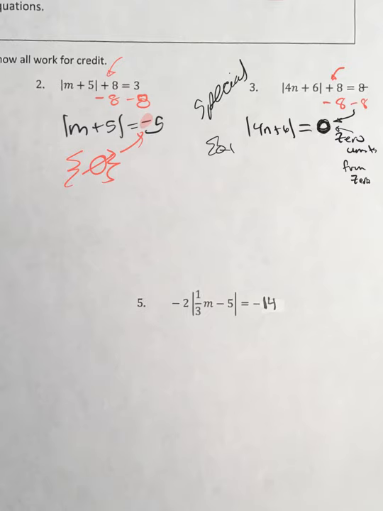If you're 0 units from 0, don't you actually have to be standing on 0? So there's only one equation. 4n plus 6 can only equal 0 because you have to be standing on 0 to be 0 units. And then you solve that one equation. Undo adding 6 by subtracting 6.